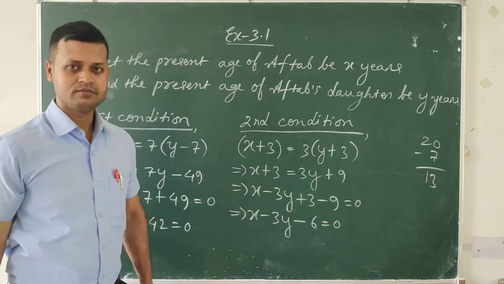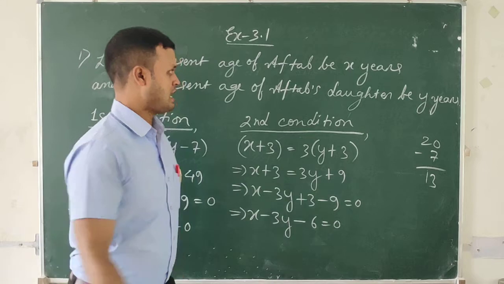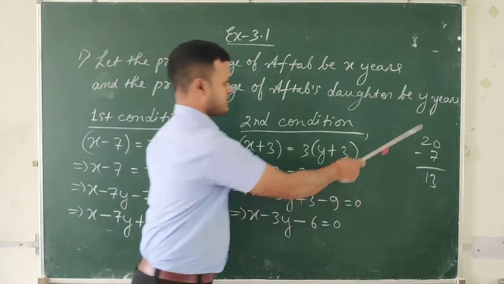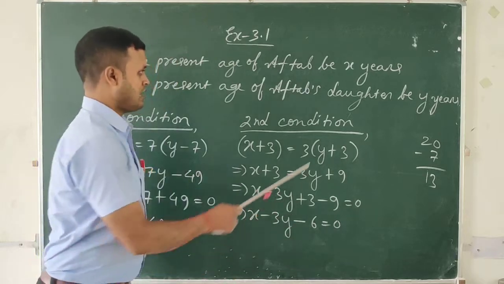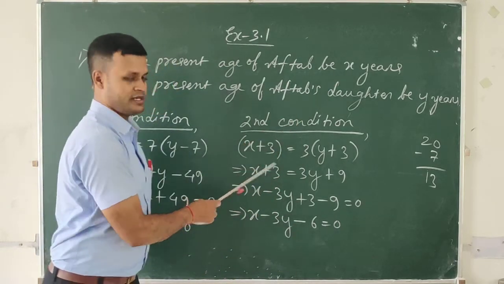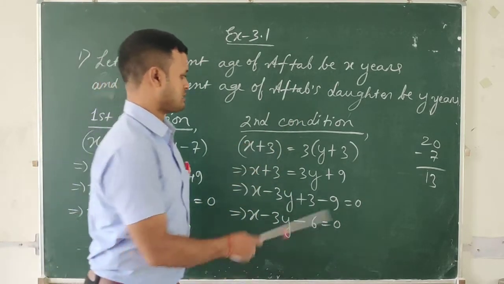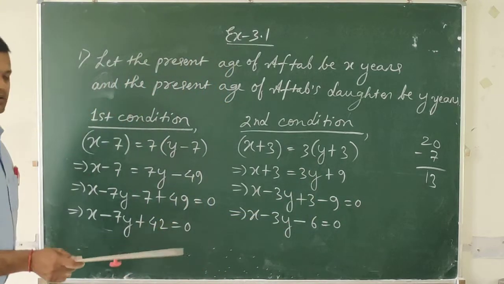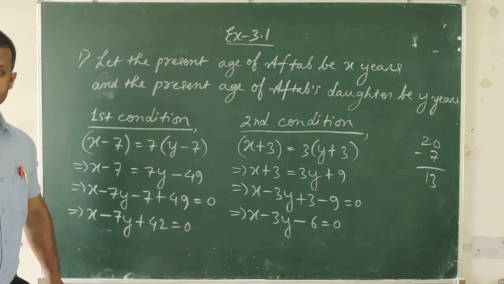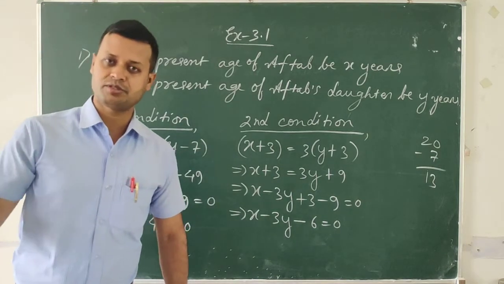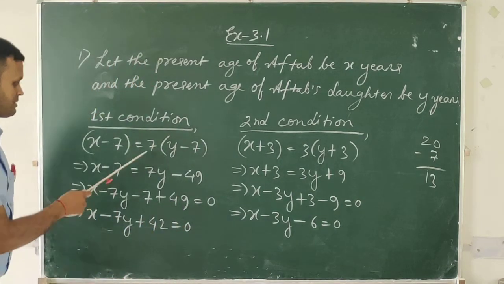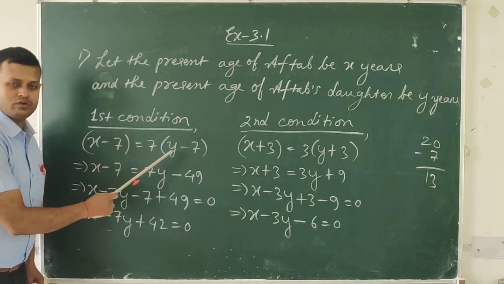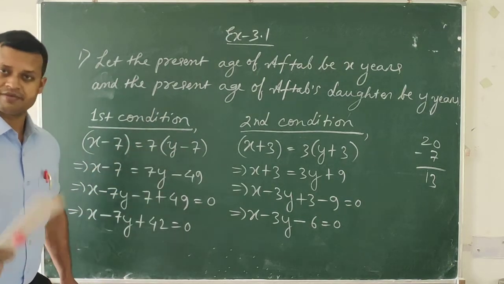And second condition, after 3 years, what will be Aftab's age? x plus 3. And what will be his daughter's age? y plus 3. So after 3 years, Aftab's age will be 3 times of his daughter's age. That means 3 into y plus 3. Understood? So before 7 years, Aftab was 7 times of his daughter's age. So x minus 7 is equal to 7 into y minus 7.